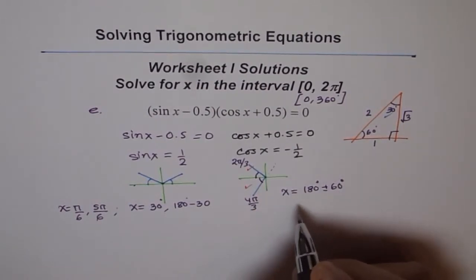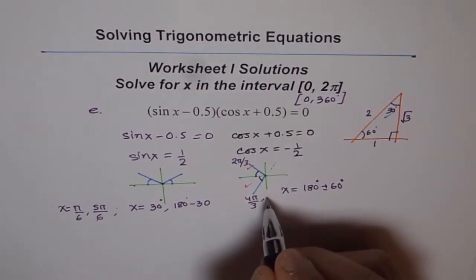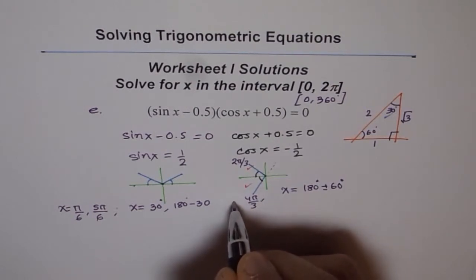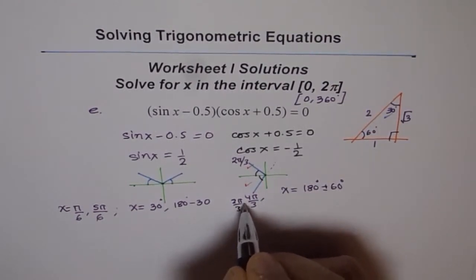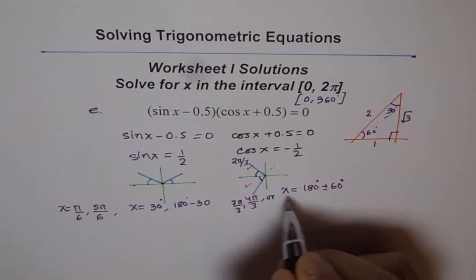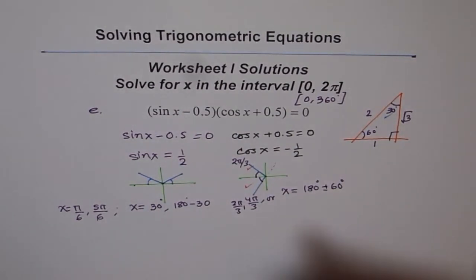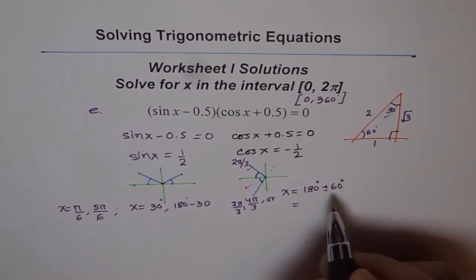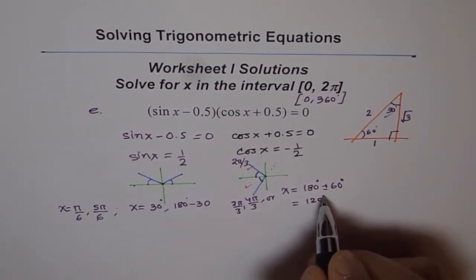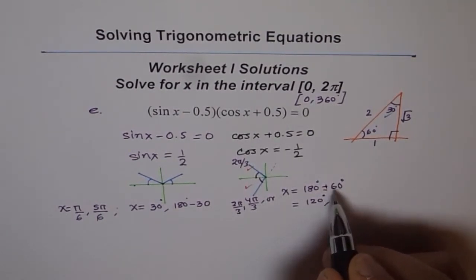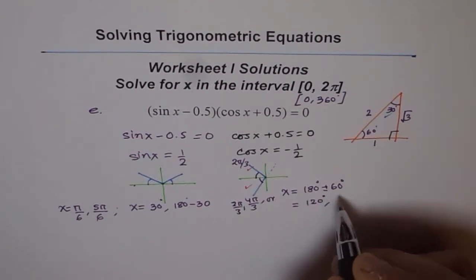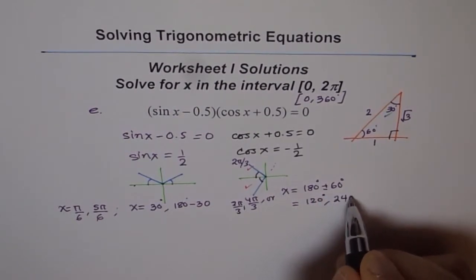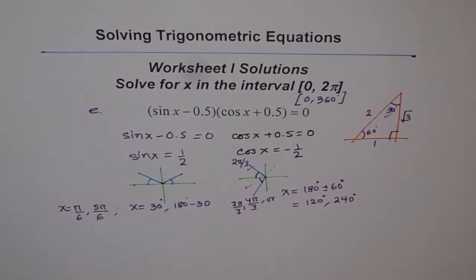So we have answers here. Let me write 2 pi by 3 also here, 2 pi by 3. So we say or, depending on which units you are using. And here 180 minus 60 gives you 120 degrees, and 180 plus 60 gives you 240 degrees. So these are the possible answers for it.